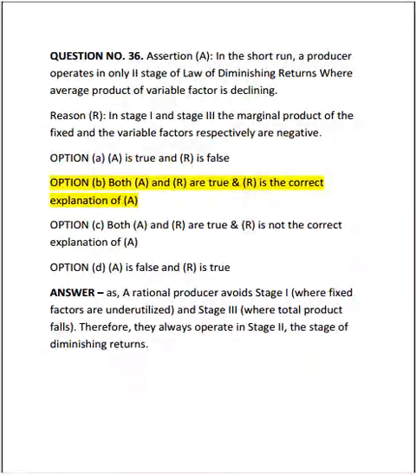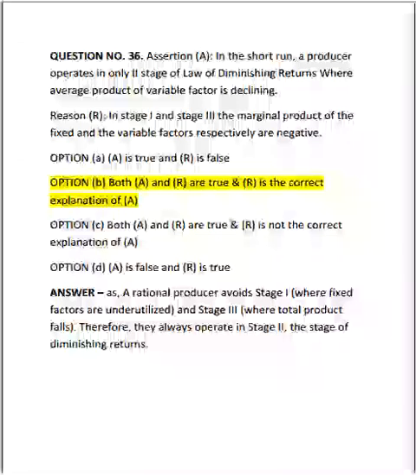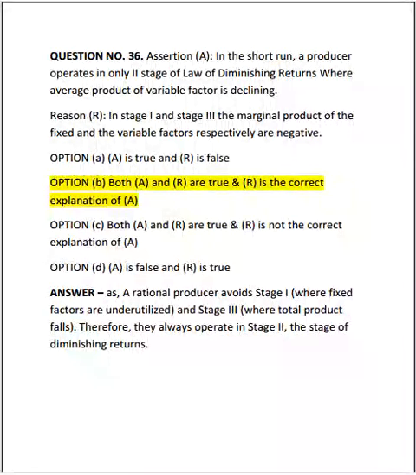Question No. 36. Assertion A: In the short run, a producer operates in only two stages of law of diminishing returns where average product of variable factor is declining. Reason R: In stage 1 and stage 3 the marginal product of the fixed and the variable factors respectively are negative. Option A, A is true and R is false. Option B, both A and R are true and R is the correct explanation of A. Option C, both A and R are true and R is not the correct explanation of A. Option D, A is false and R is true. Answer: as a rational producer avoids stage 1, where fixed factors are underutilized, and stage 3, where total product falls. Therefore, they always operate in stage 2, the stage of diminishing returns.